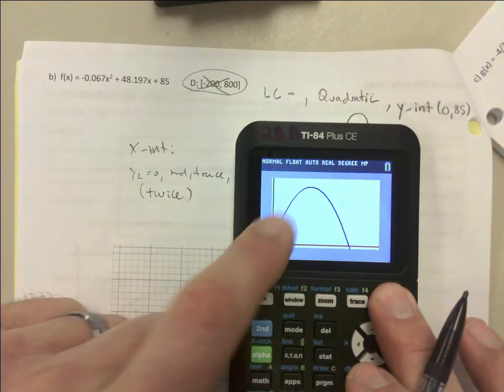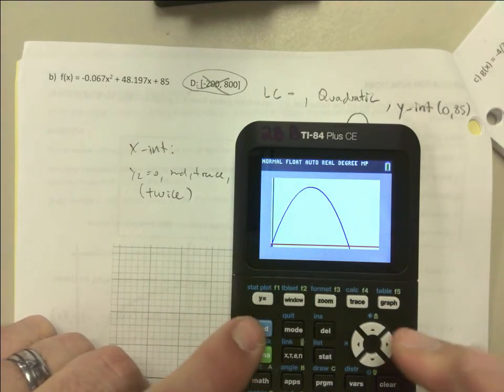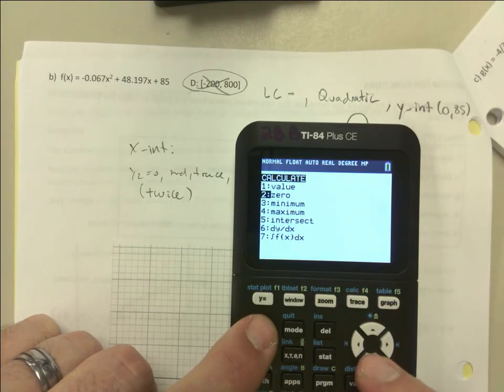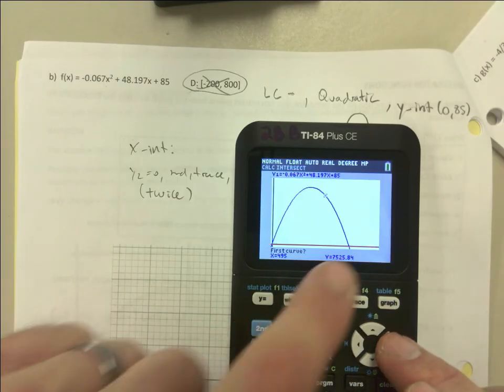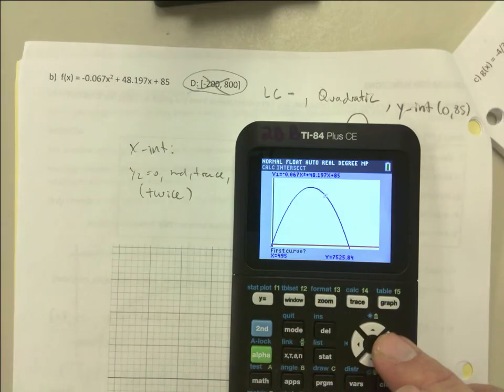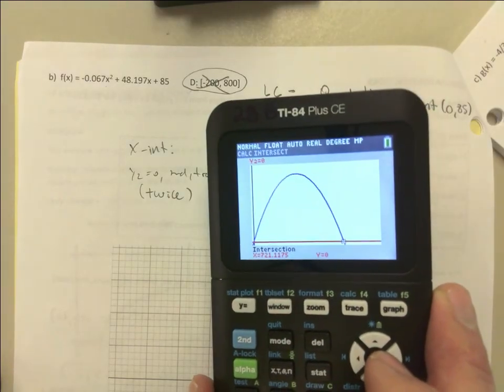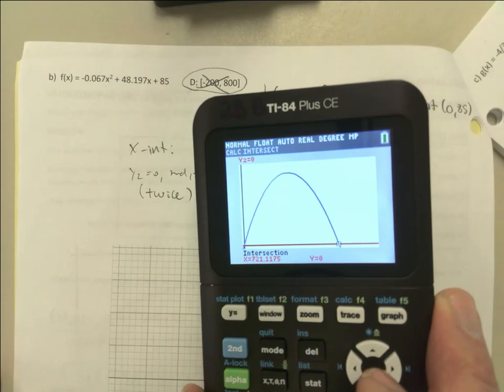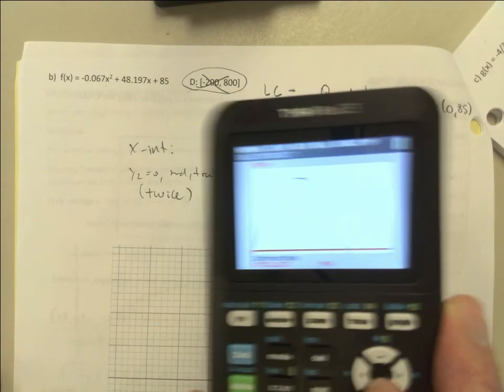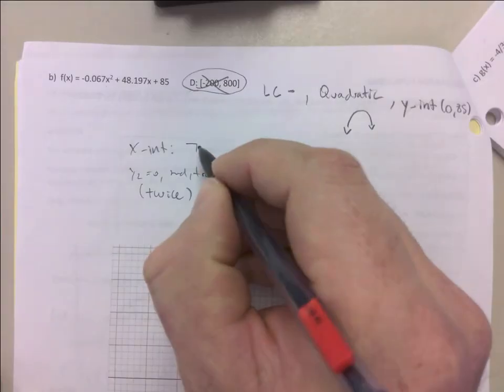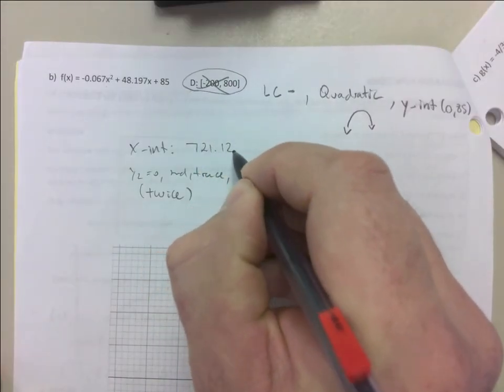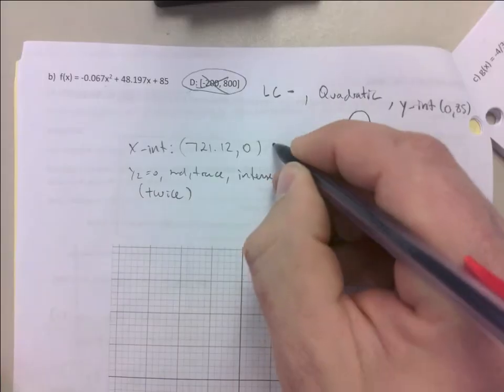Hit graph. Let's find one or the other. Let's go second trace, intersect. I'm closer to this one on the right side, so I'm just going to go closer to that one. Hit enter 3 times there. There's my intersection, 721.12. So 721.12, 0, and I have another one.